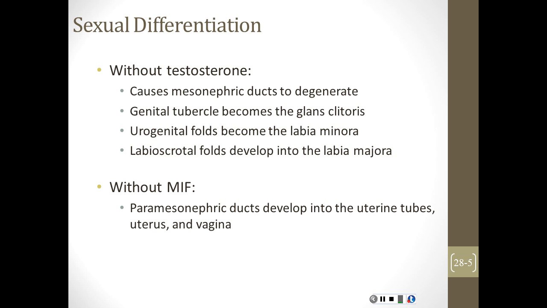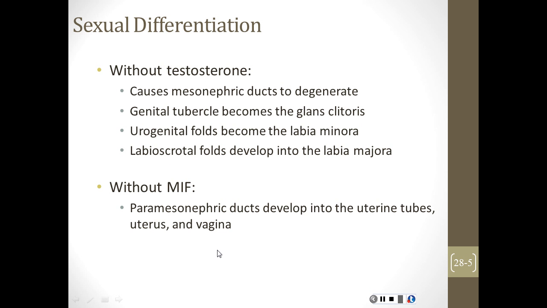Okay. Now, without the MIF factor, the paramesonephric duct develops into the uterine tubes and, of course, the uterus. Right, so make sure you know what happens and what will develop if these two are not there. If there's no testosterone, what's going to develop, and if there's no MIF, that inhibiting factor, what will occur?